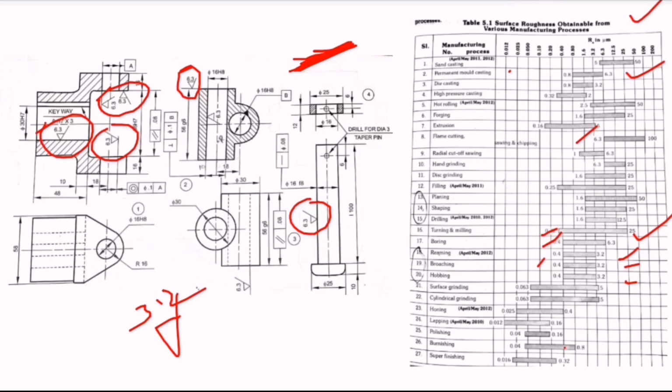Above the surface roughness symbol, this is very important. Every student should mug up this table to indicate in the answer of the production drawing.